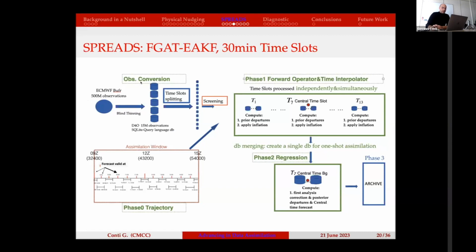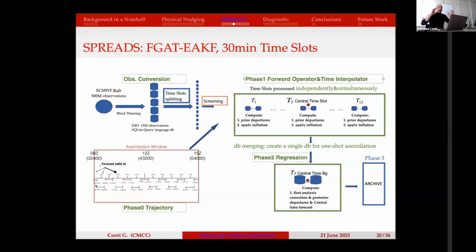And then we transform the observation into SQLite databases. These databases are then divided into smaller chunks, and several chunks can belong to different time slots. Then, if a time slot has different chunks of observation, and we have different backgrounds for every time slot, we compare the observation of every time slot with the corresponding background in order to compute the innovation.